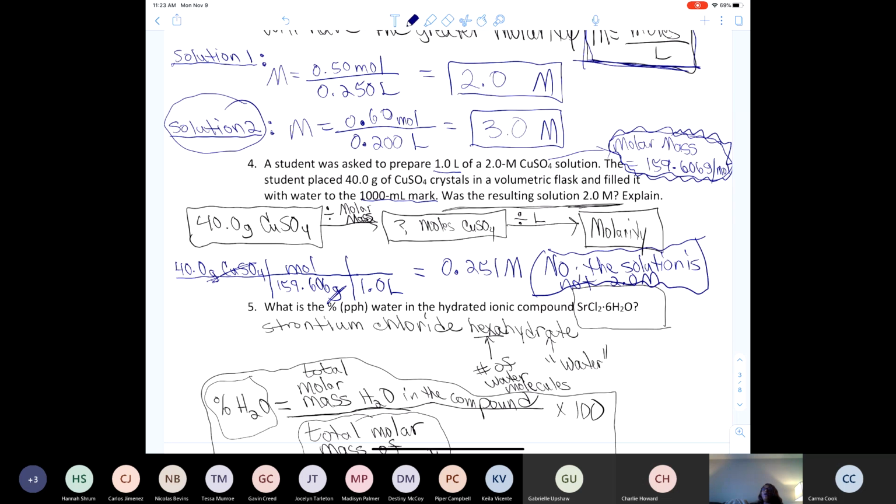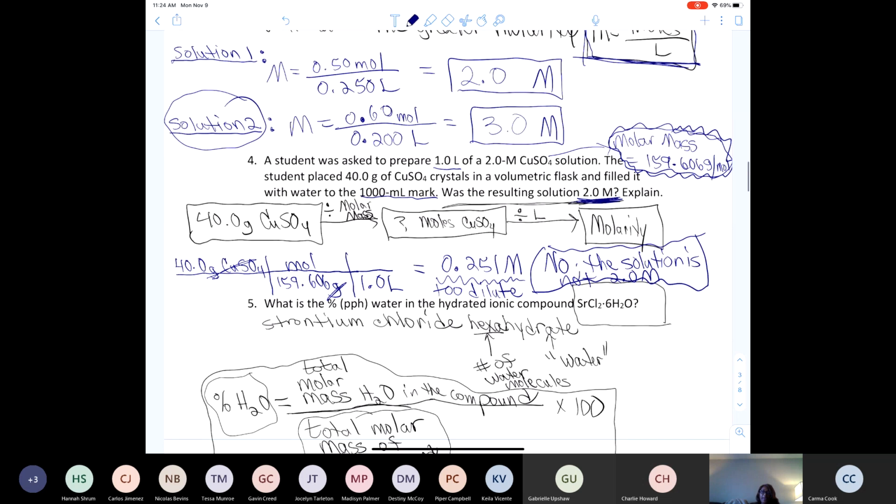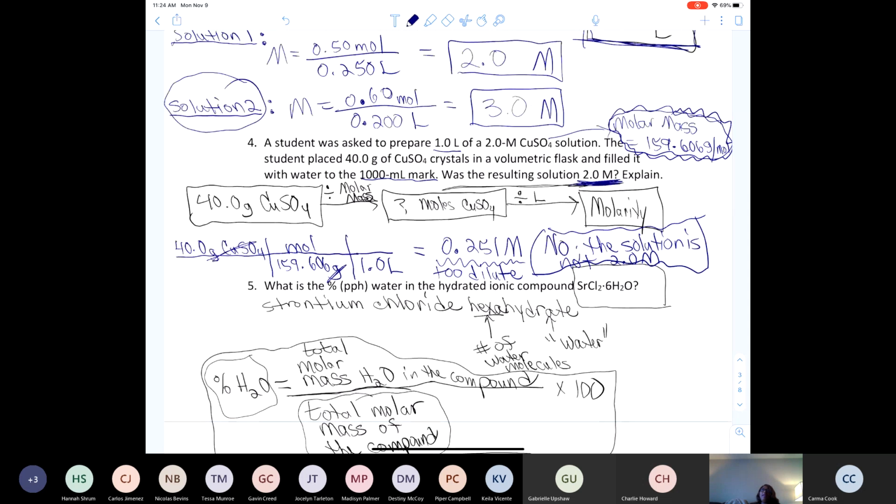So the student did not make the solution correctly. The student did not weigh out enough copper sulfate. Because the student's solution's molarity is much less than what was needed, the solution the student made was too dilute. Saying it was too dilute means it wasn't concentrated enough. It was only 0.251 molarity. It needed to be 2.0 molarity. So that means the student should have weighed out a whole lot more copper sulfate.